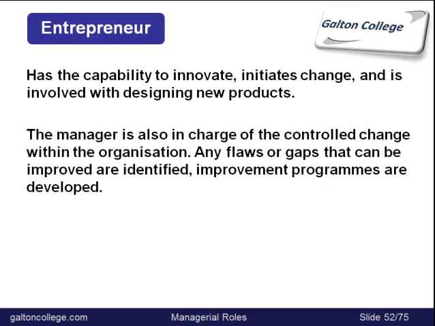And the manager, qua entrepreneur, the manager acting as the entrepreneur, is also in charge of controlled change within the organization. Any flaws or gaps that can be improved are identified, improvement programs are developed. So the entrepreneur is this function of the manager as a sort of an internal entrepreneur, looking for innovation and change and improvements. We'll also look at the existing system for any problems and try to solve those problems creatively.